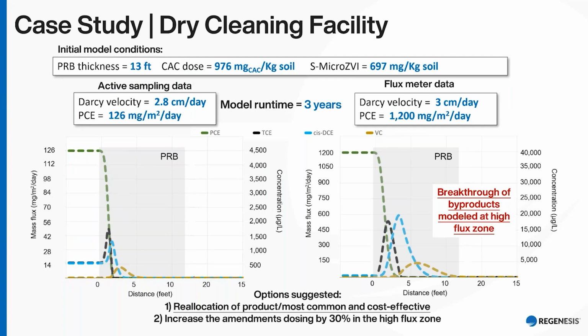And the second approach will be to increase the amendment dosing. And in this case, that increase would be a 30% increase in amendment dosing to cover the high mass flux peaks. So those are the two potential options, reallocation being the predominant, the preferred, and the most common.